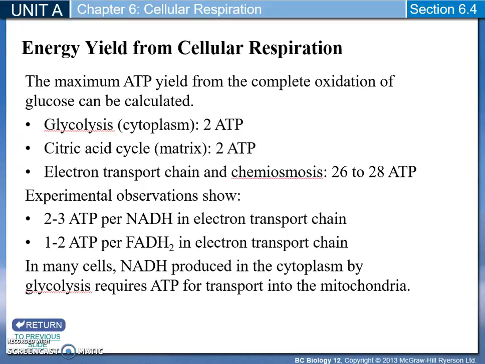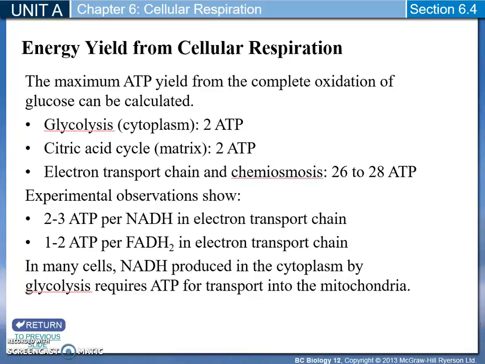And so the maximum ATP yield from the complete oxidation of glucose can be calculated in this manner. From the first phase, glycolysis, that yields 2 ATP. Remember, this is from one molecule of glucose. The citric acid cycle yields 2 more ATP, and we're now within the matrix of the mitochondrion. And then we have the electron transport chain and chemiosmosis, and this will yield 26 to 28 ATP.